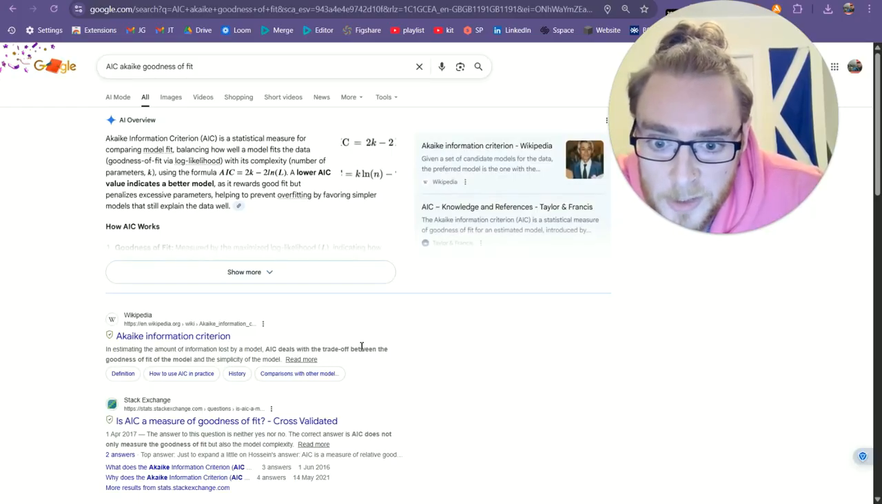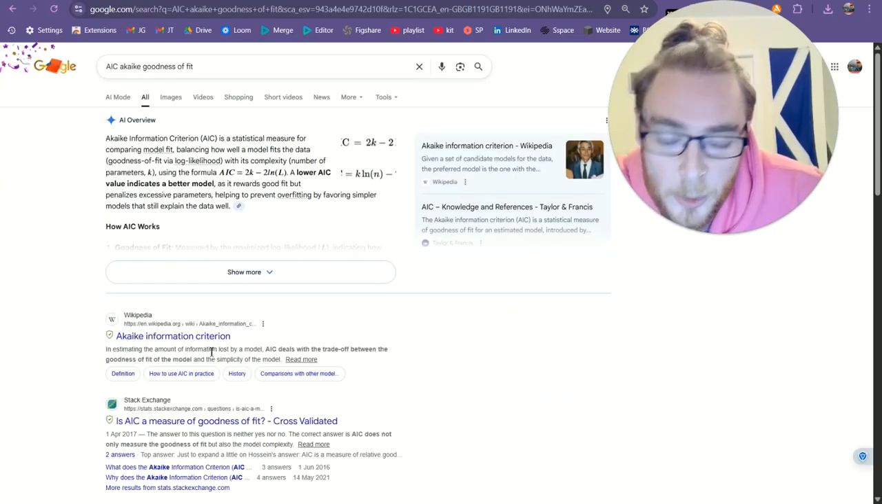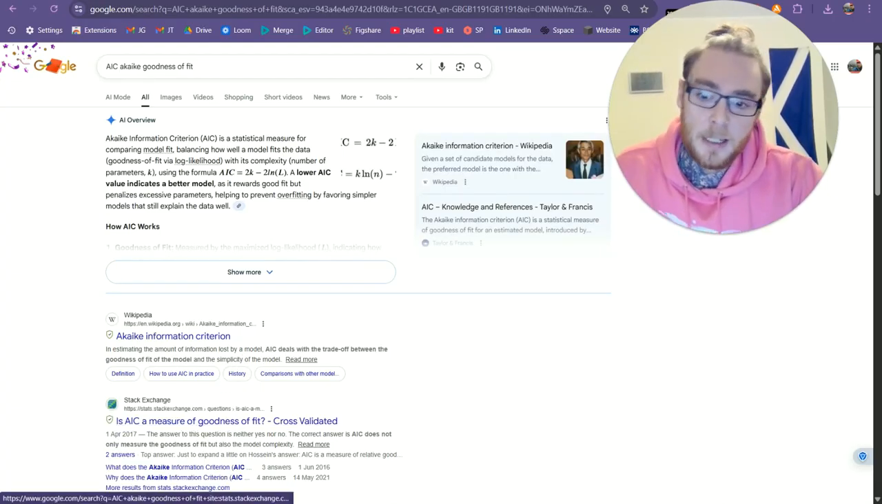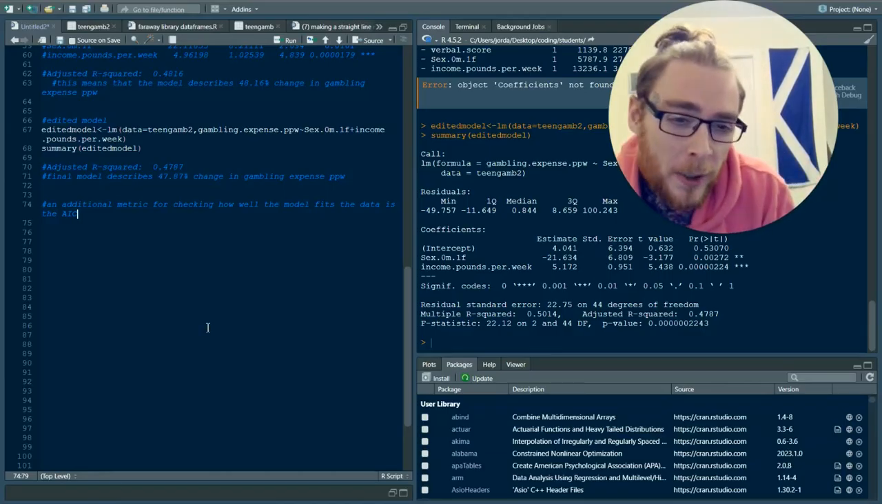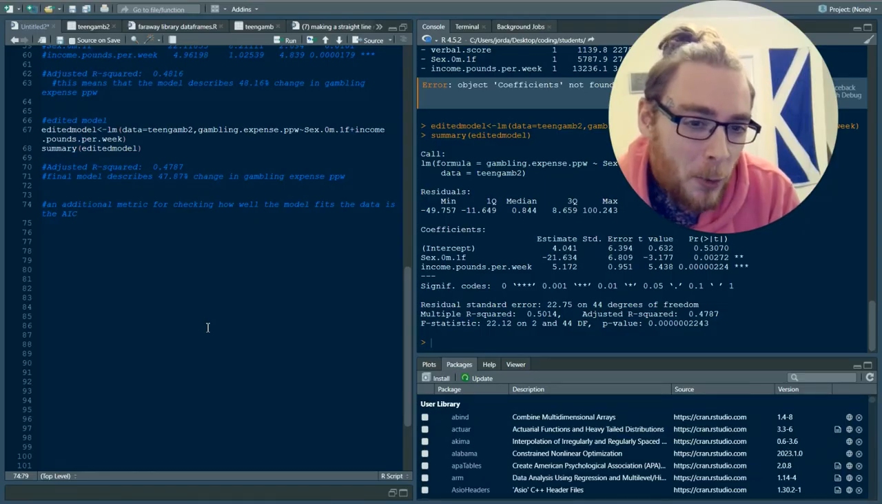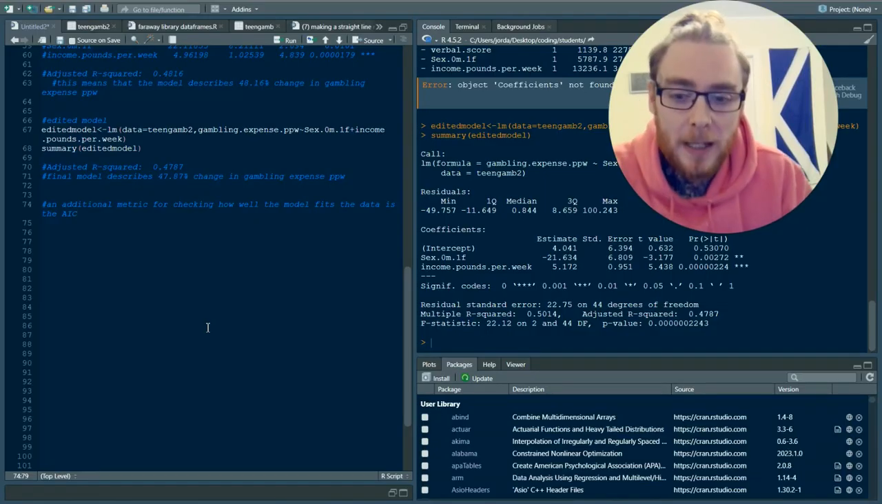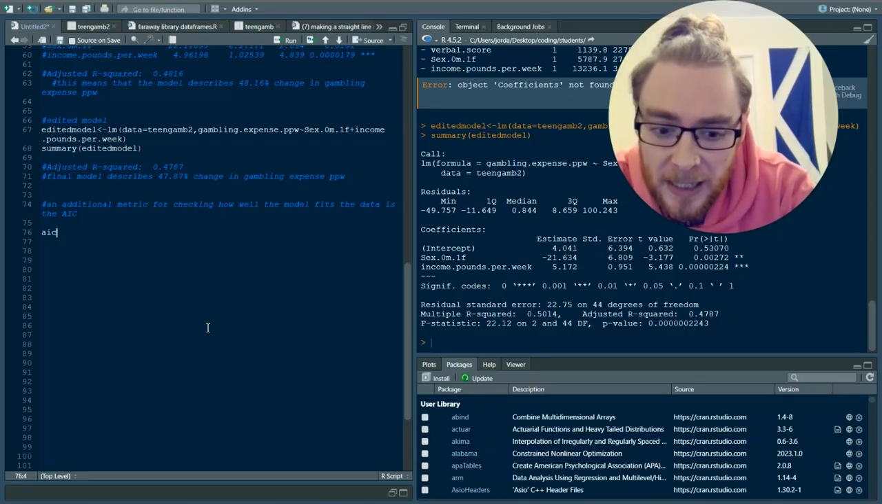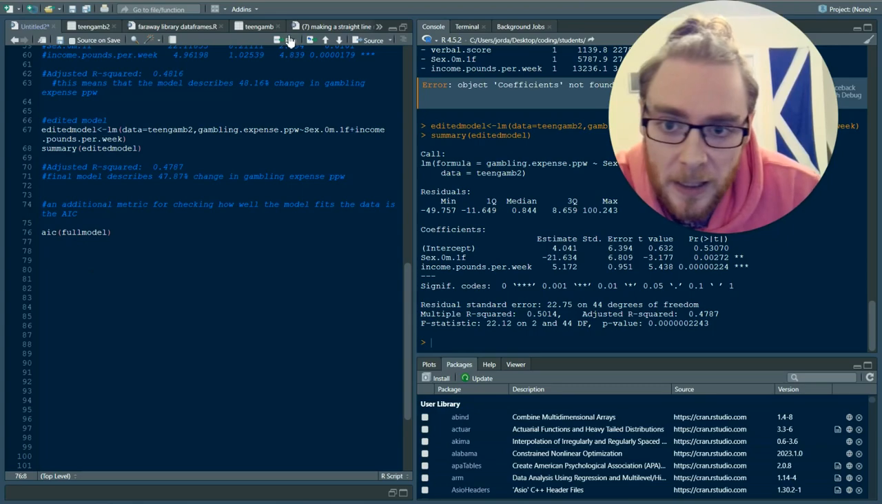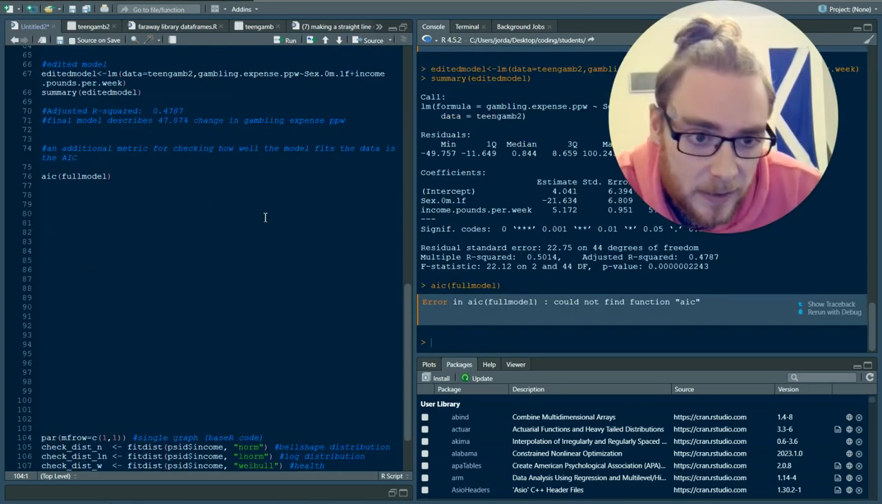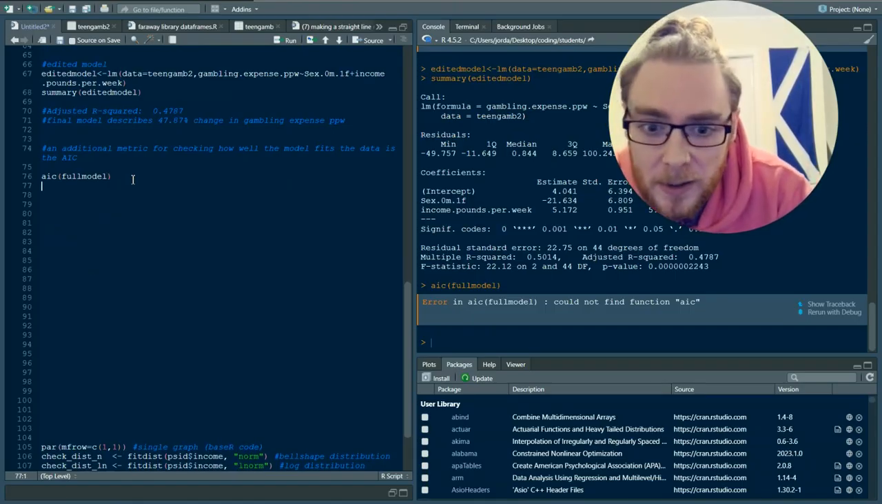AIC deals with the trade-off between the goodness of fit of the model and the simplicity of the model. What you're looking for here then is not higher numbers like we saw in the R squared, but lower numbers. So lower AIC is better. And so what we can do is we can check the AICs of the two models that we made, the full model and the edited model. And this would be extra information that you can provide to say why you chose the model you did, or why you made the model you did.